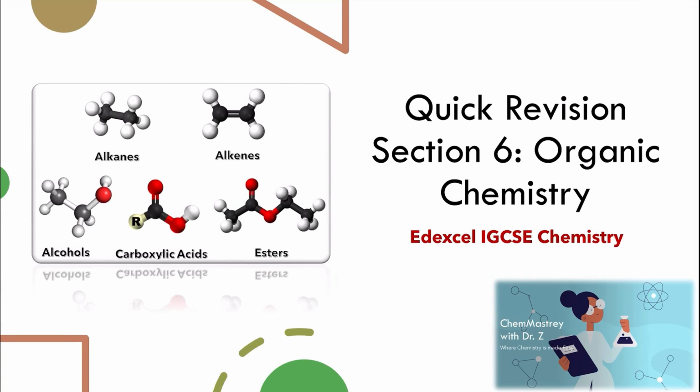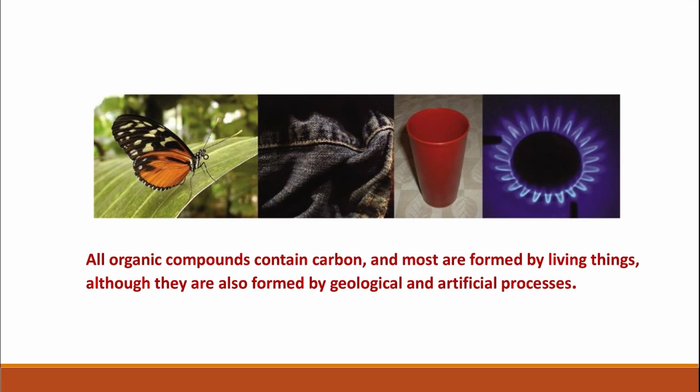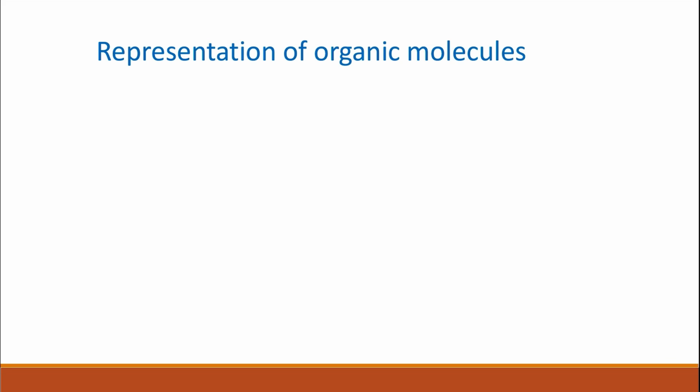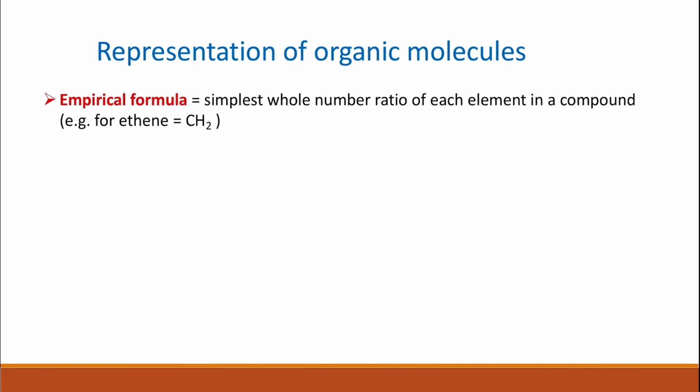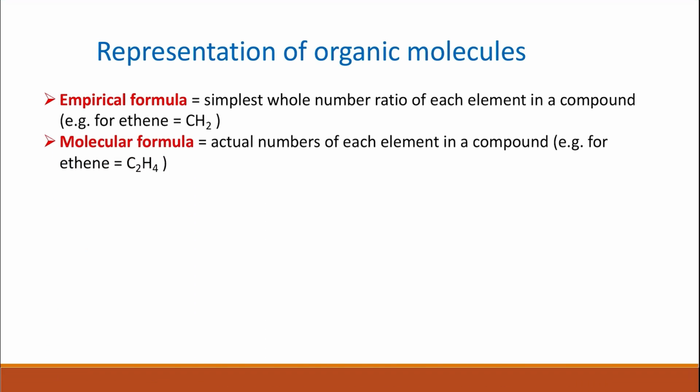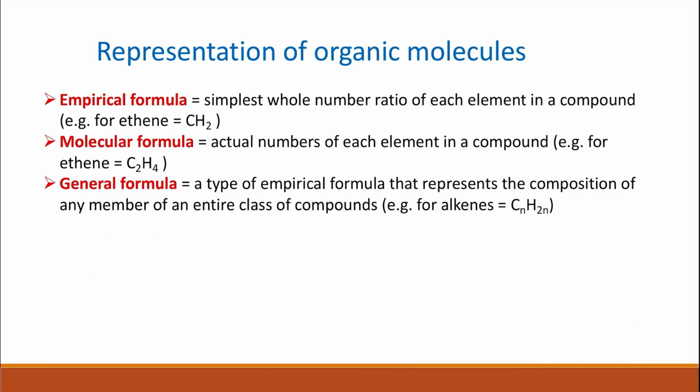Organic chemistry, quick revision. Organic chemistry is the section of chemistry that deals with organic molecules, and all organic molecules contain carbon atoms. They are mostly formed from living organisms, but they can also be made synthetically. To represent an organic molecule, you can use the empirical formula, which is the simplest whole number ratio of each element in a compound, or use the molecular formula, which will give you the exact number of each element within the compound.